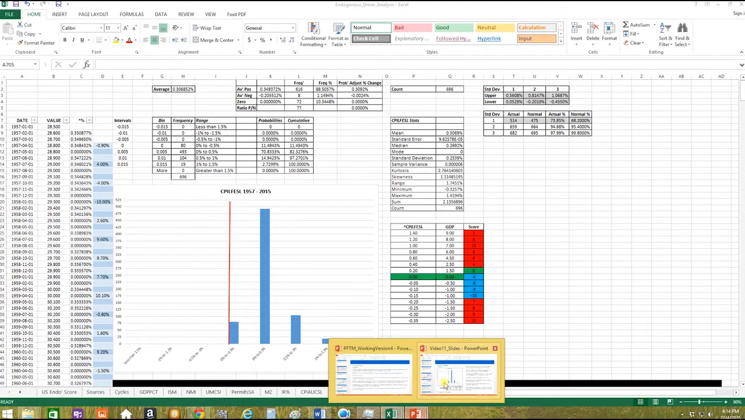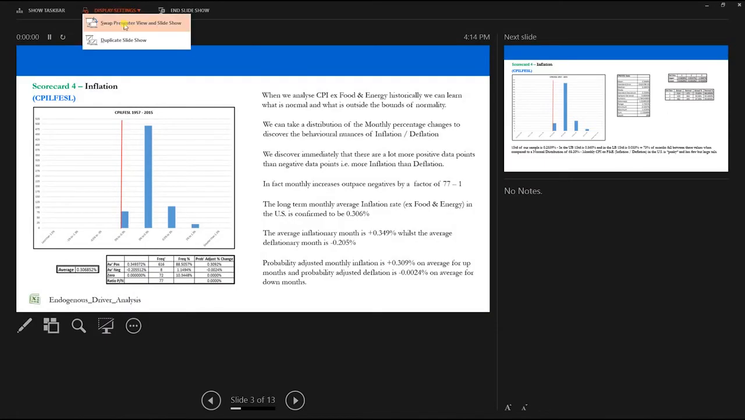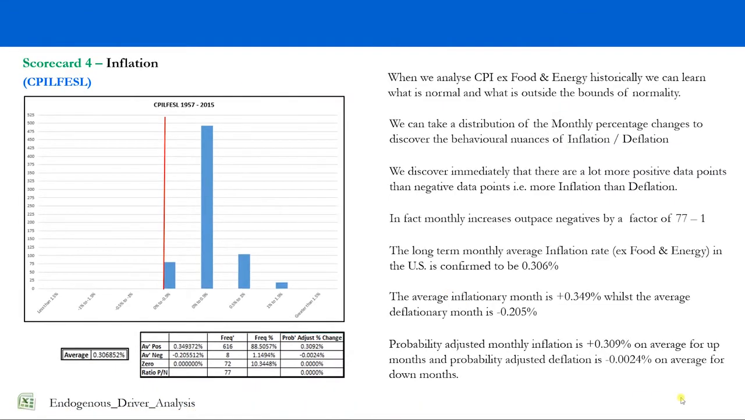So let's go back to the presentation and start looking at these results for the CPI, X food and energy. Again, what we're trying to do here is analyze the CPI, X food and energy historically, so we can learn what the normal situation is, and also what is outside the bounds of normality. To do that, we take the same approach. We take a distribution of monthly percentage changes and discover what the behavioral nuances are of inflation or deflation when we exclude food and energy prices.